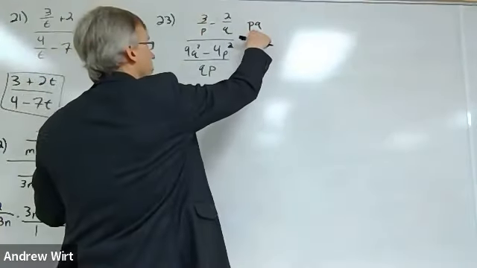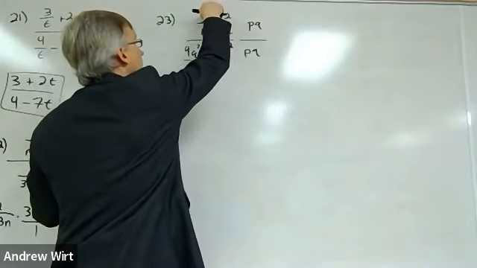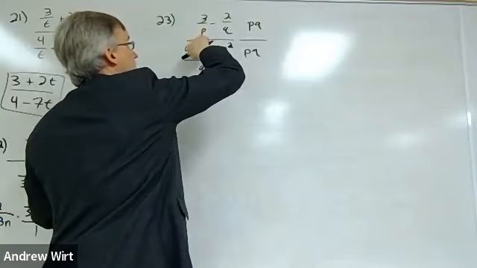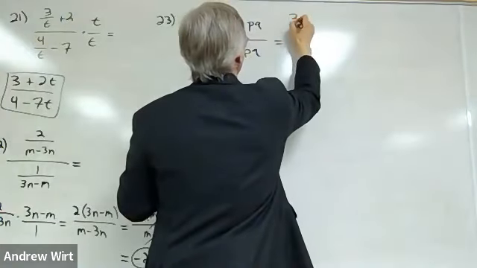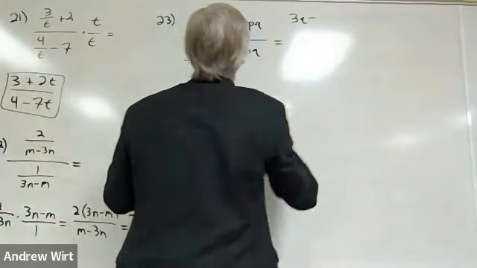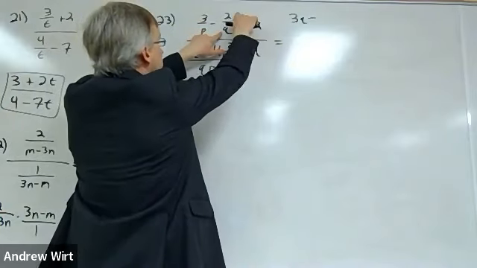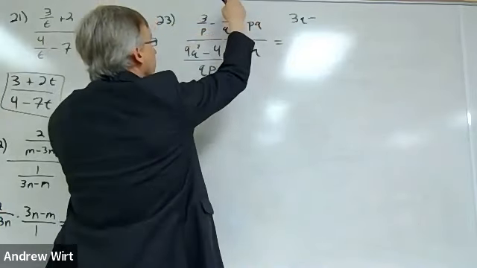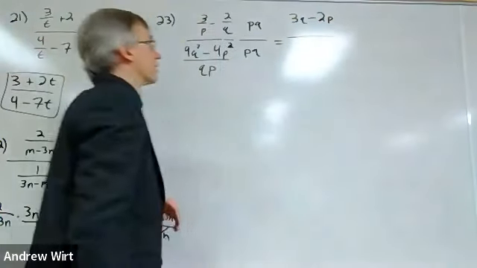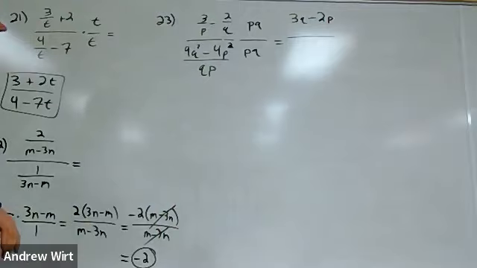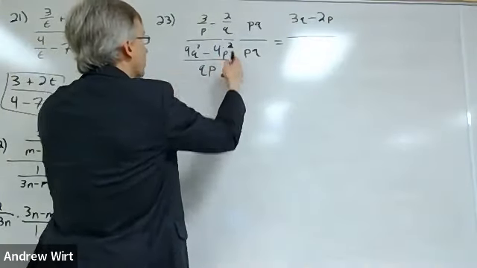All right, now I'm going to take this pq and distribute it here. I take pq, put it on top here, the p's cancel, leaving just 3 times q. And then here, multiplying pq times 2 over q, the q's cancel, leaving just 2 times p. All right, so there's the numerator. Now the denominator, pq and qp cancel, leaving just 9q squared minus 4p squared.